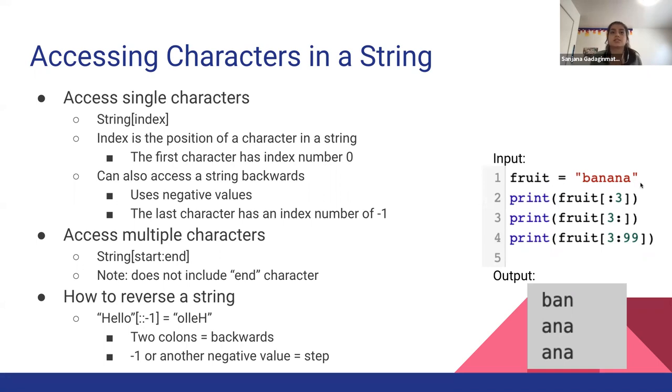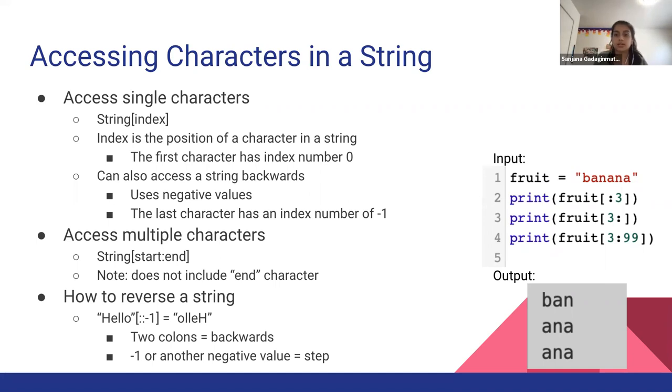You can also access a string backwards. Doesn't really make any sense, but basically what happens is if you want, let's say, the string at index -1, you'd be accessing this last A, and string index -2 would be N, like that. Yeah. So you can also access multiple characters in a string.